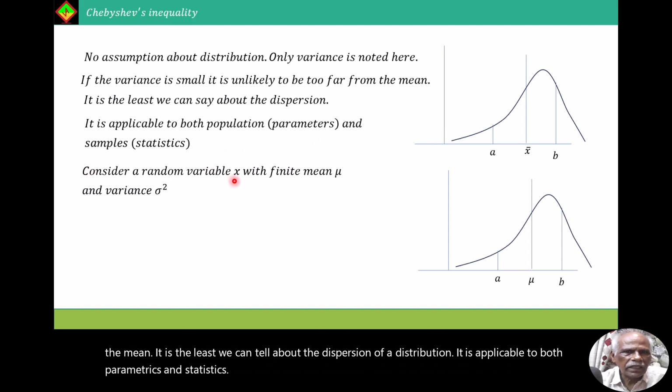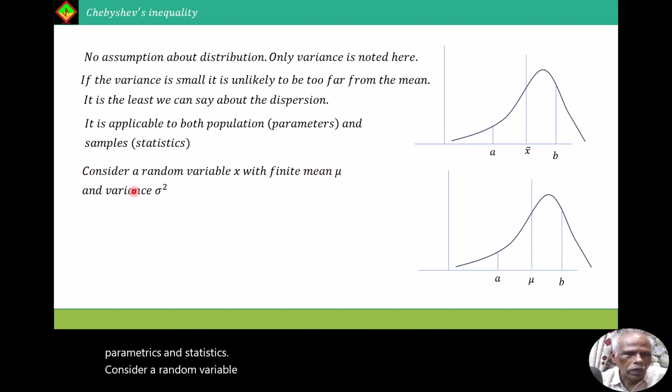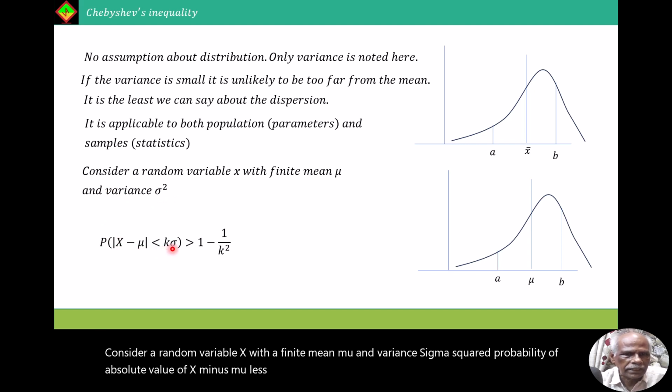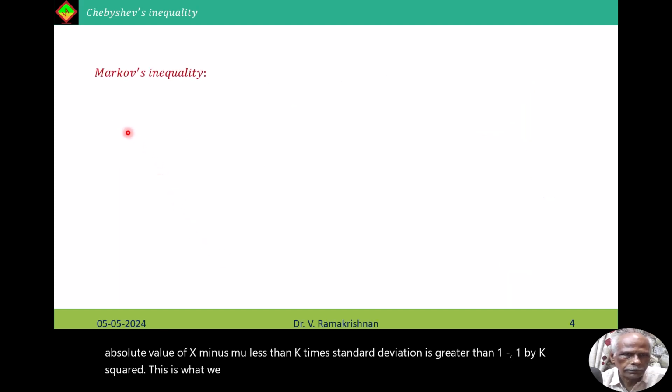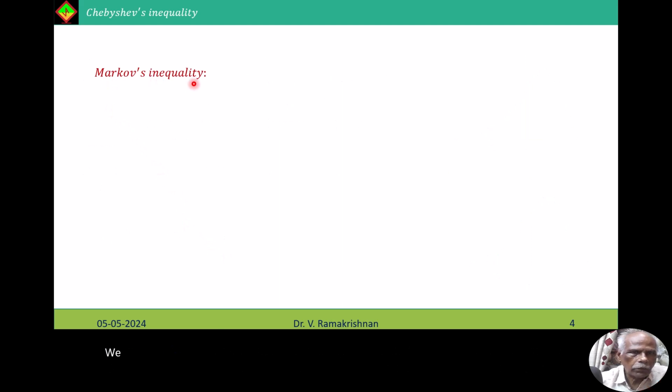Consider a random variable x with a finite mean mu and variance sigma squared. Probability of absolute value of x minus mu less than k times standard deviation is greater than 1 minus 1 by k squared. This is what we will be using in the problems. We will derive it from Markov's inequality.